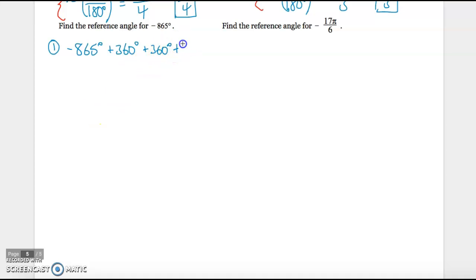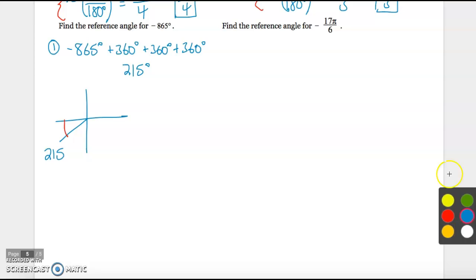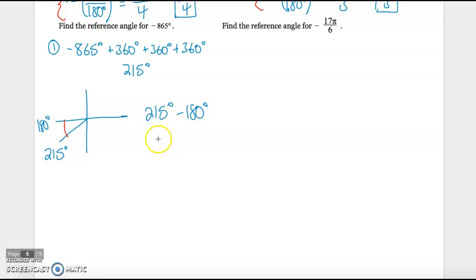That's still too small. Let's try one more time. 215 degrees. Lovely. So there's 215 degrees, which is in quadrant 3. Then I'm finding the difference between this angle and my x-axis. My closest x-axis is 180 degrees. So 215 minus 180 degrees is 35 degrees, my reference angle.